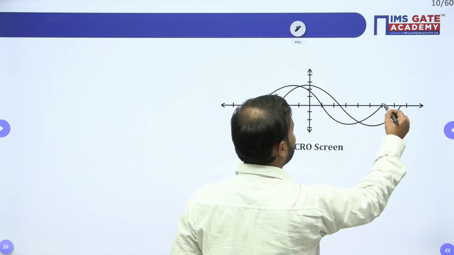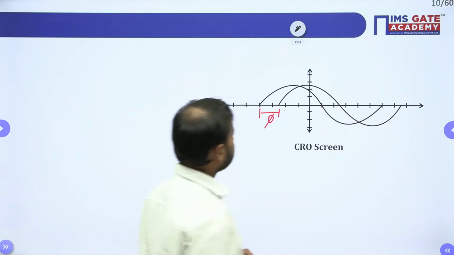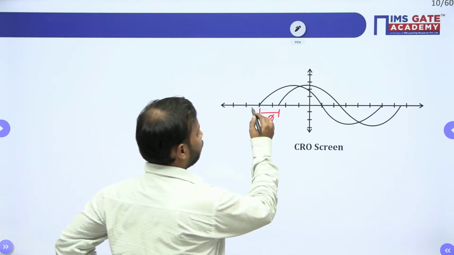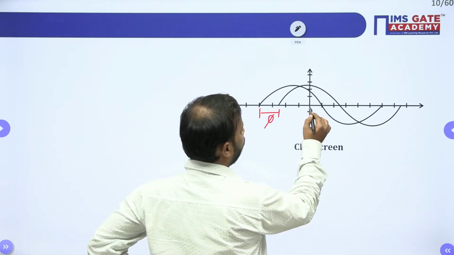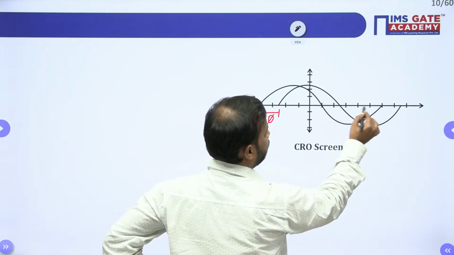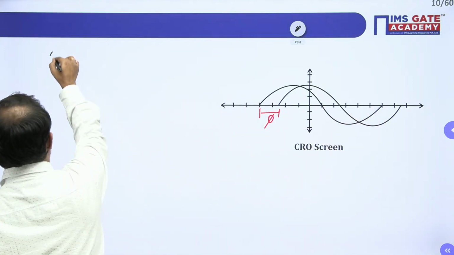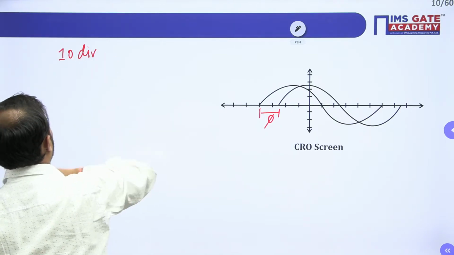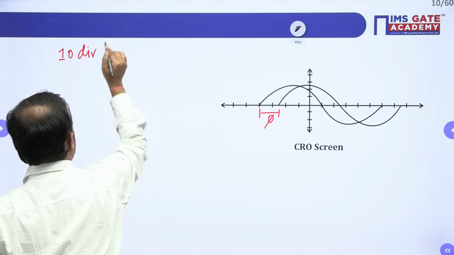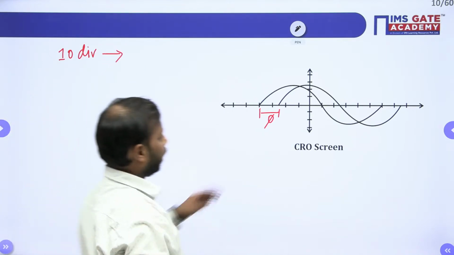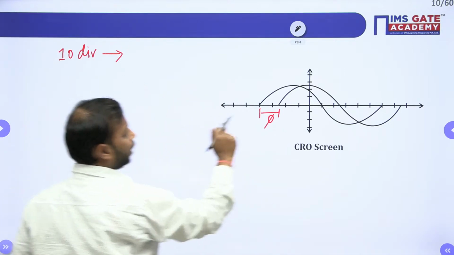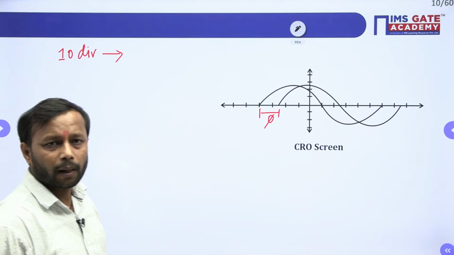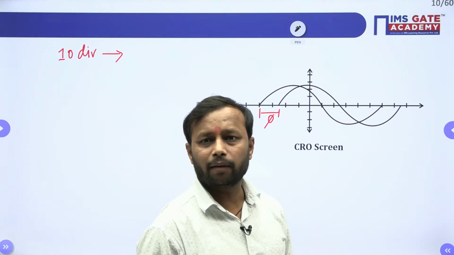For one complete waveform, how many divisions is that waveform covering? See, 1, 2, 3, 4, 5, 6, 7, 8, 9, 10. So these 10 divisions are the one complete cycle. So one complete cycle means how many degrees?